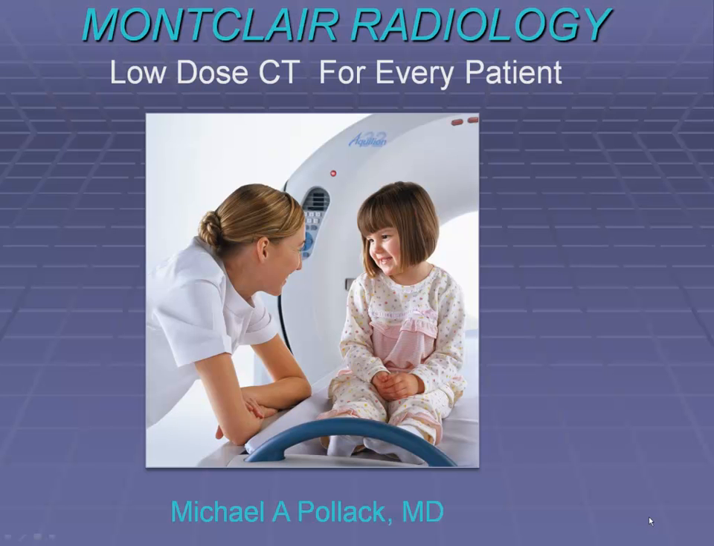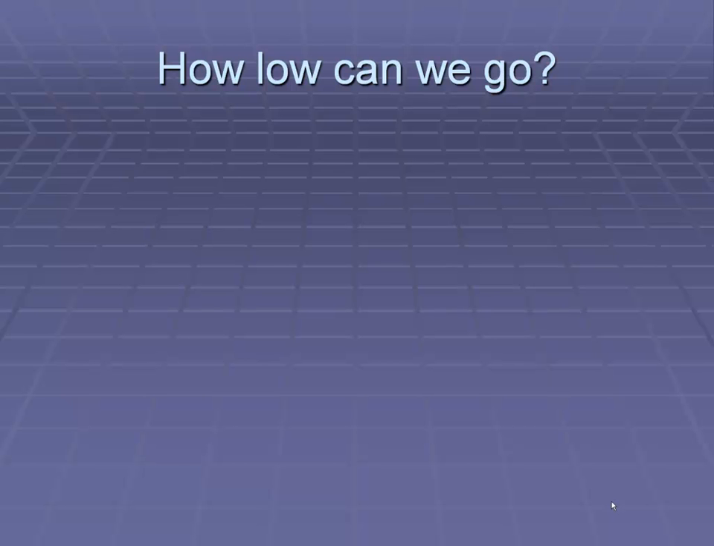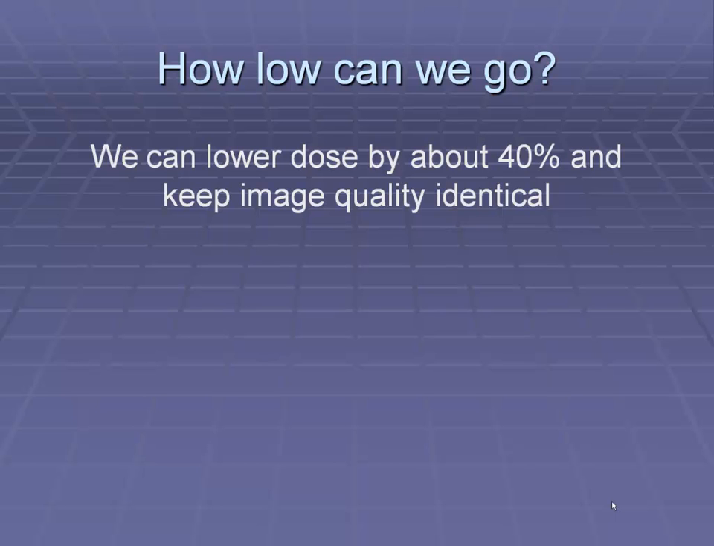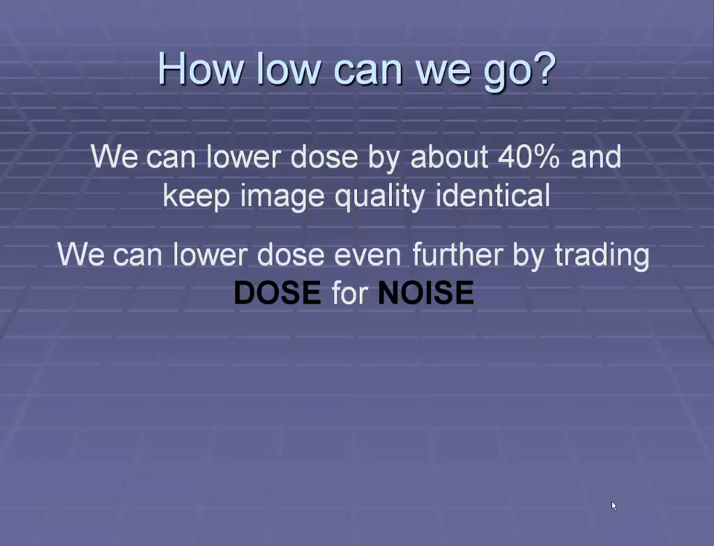In this video, we'll be going over one of the ways in which we can lower the radiation dose in our CAT scanners available in our offices here at Montclair Radiology. Now, typically, on all our CAT scans, we're able to keep radiation dose about 40% lower while keeping the image quality identical to a higher radiation dose scan.